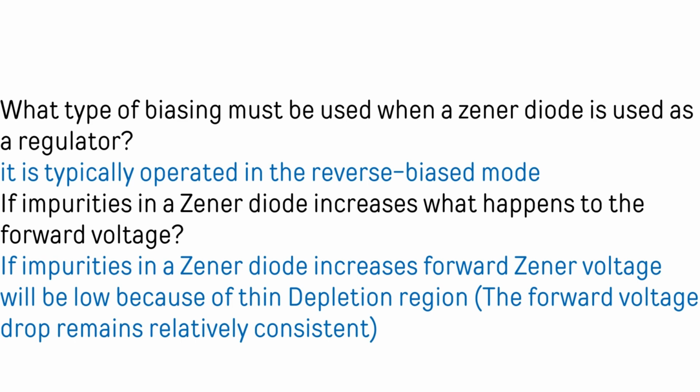If impurities in the Zener diode are increased, what happens to the forward voltage? If impurities are added in a Zener diode, the forward Zener voltage will be low because of the thin depletion region, or we can consider the forward voltage drop remains relatively consistent.